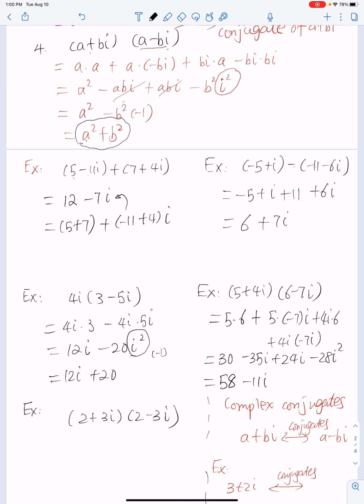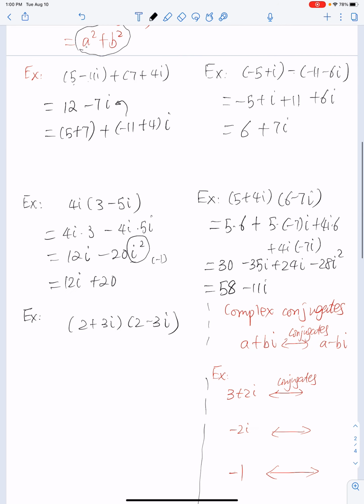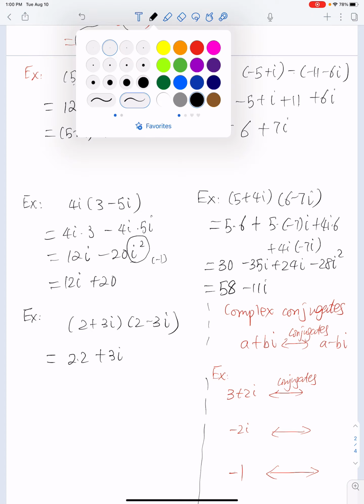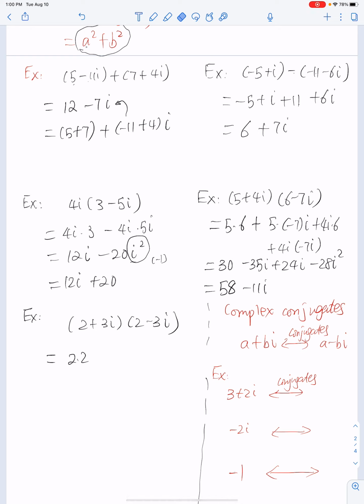Okay, and this one, 2 plus 3i is 2 times 2 plus 3i minus.